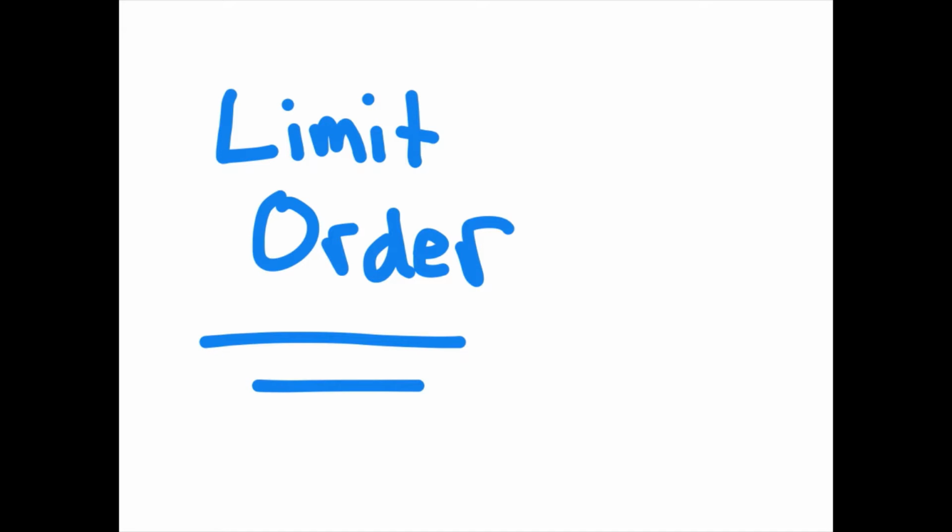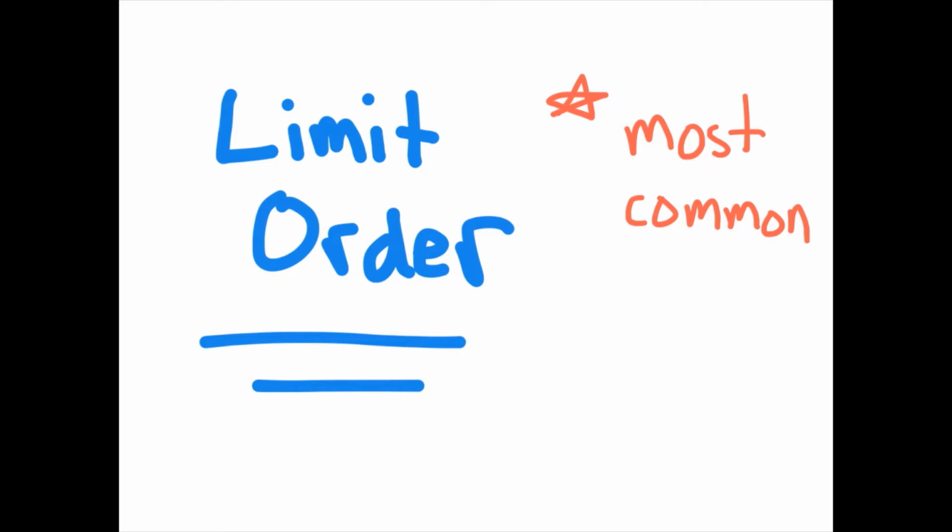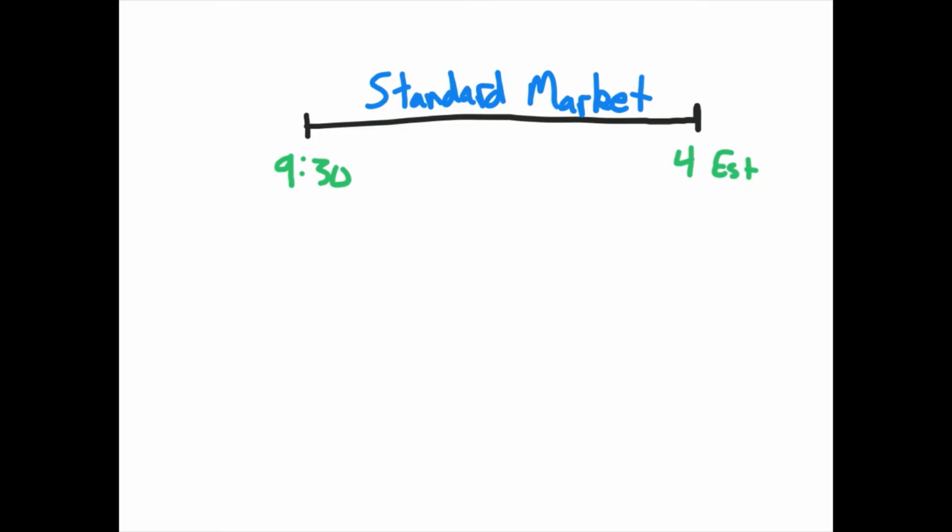All right, so limit orders. Why are they important? Well, they are the most common order type that we will probably use when trading. And when can we use limit orders? Well, we can use them in the standard market session, which is from 9:30 a.m. to 4 p.m. Eastern Time, or the extended hours session, which is the pre-market and after-hours session.